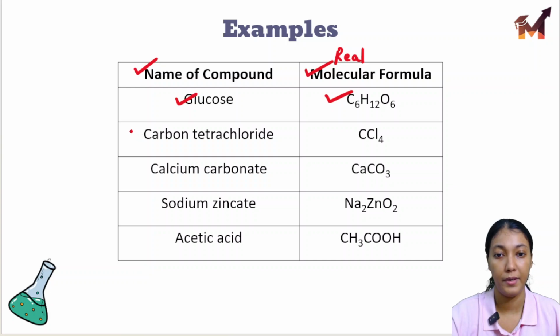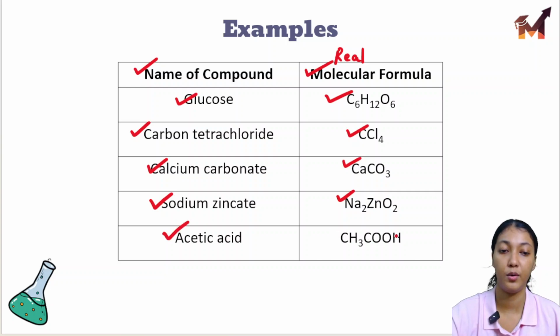Next compound is carbon tetrachloride, which is CCl4. This is the actual formula: one carbon and 4 chlorine. Then we have calcium carbonate, which is CaCO3: one calcium, one carbon and 3 oxygen. Sodium zincate, which is Na2ZnO2: 2 sodium, 1 zinc and 2 oxygens. And acetic acid, which is CH3COOH: 2 carbons in total, 4 hydrogens in total and 2 oxygen.